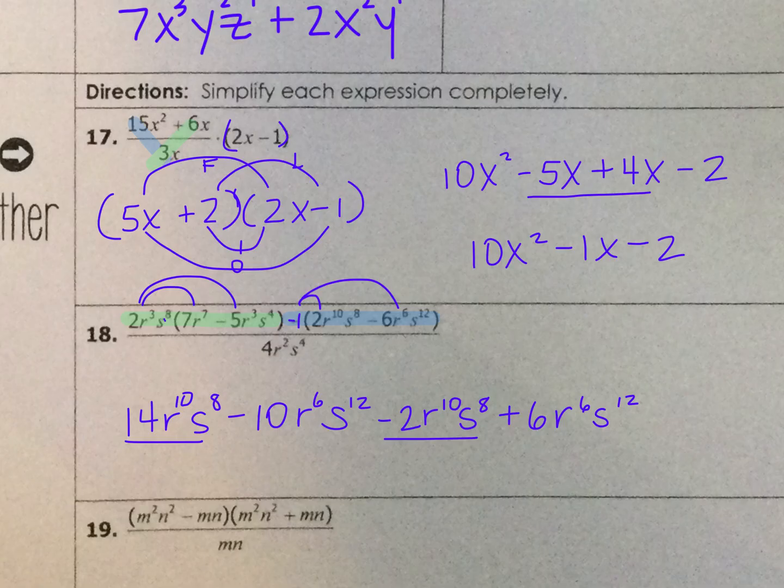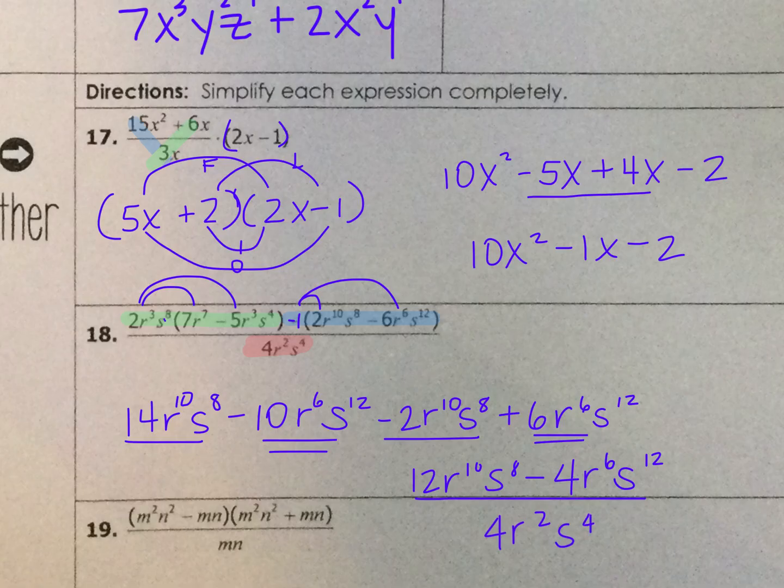14 minus 2 is 12 R10 S8. Negative 10 plus 6 is negative 4 R6 S12. Now I got to go back to this guy here and divide everybody by 4 R2 S4.